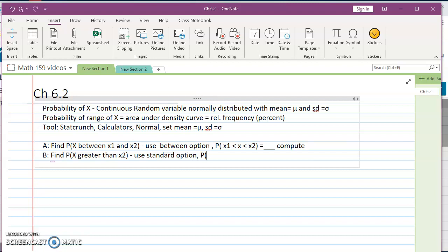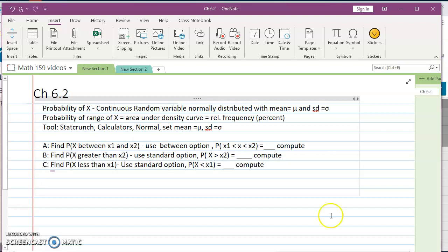And when we enter it, we will say x is greater than x2, the x2 that we want, and then this will be blank, and then we do compute. It will show us the answer in the probability box. We also can find x is less than x1. Let's say lowercase x1, and then we would use the standard option again, and then we say x is less than x1, and then compute.